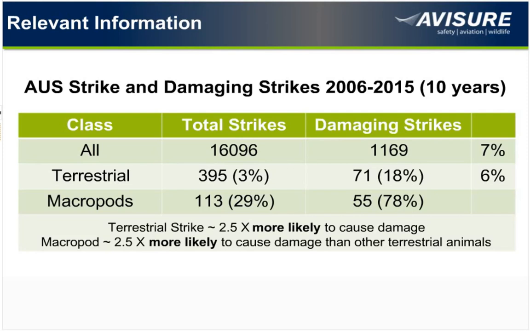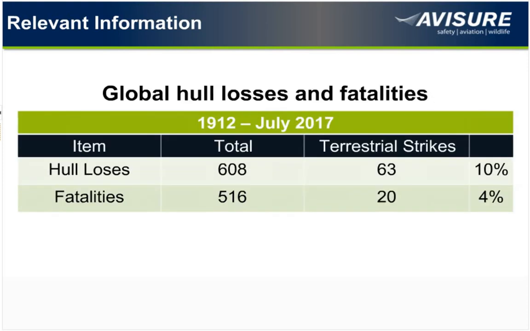And so when you have macropods on your aerodrome, macropods in this case being wallabies, kangaroos, things like that, the chances of having a damaging strike are quite high. Now, just keep that in the back of your mind as we go through this court case, because it's going to be relevant. Then we have some statistics around hull losses and fatalities.